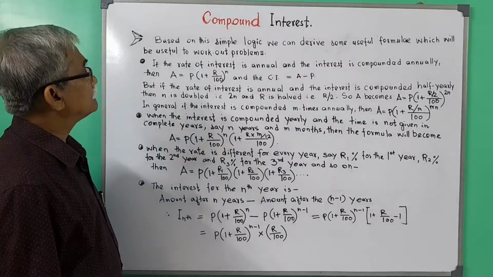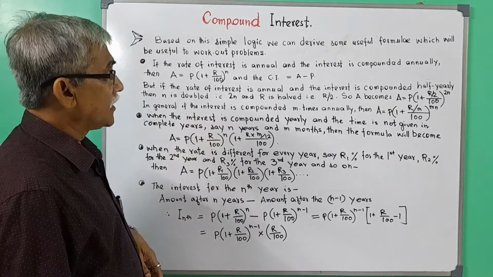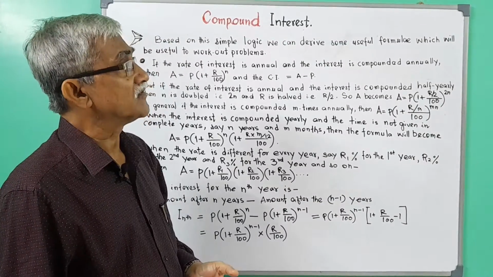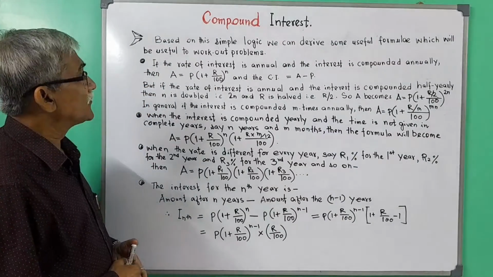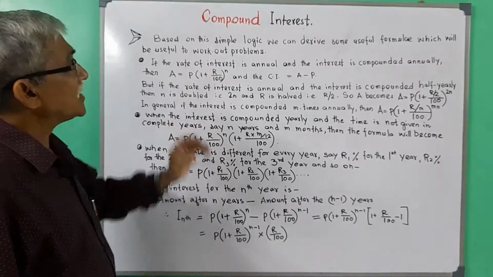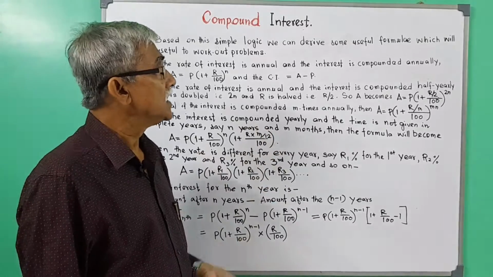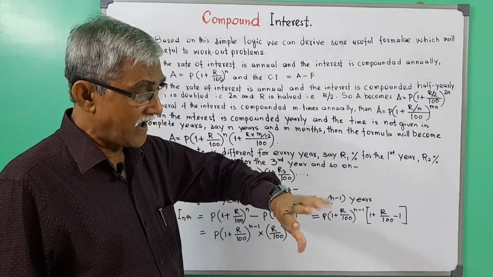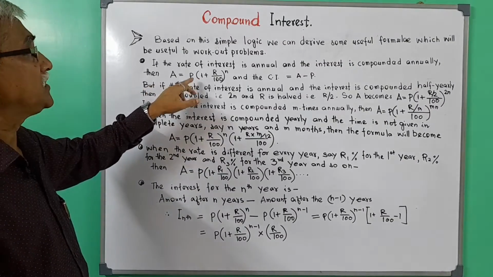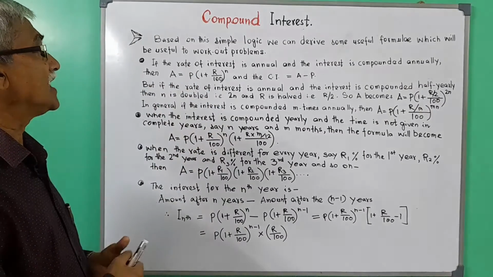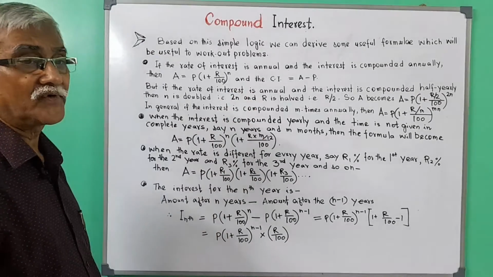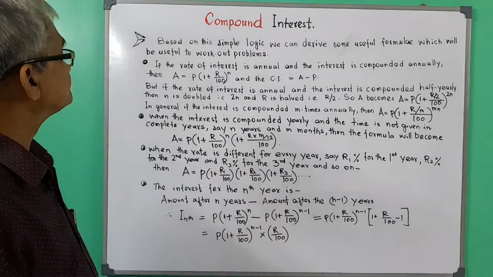Now, based on this simple logic, we can derive some useful formulae which will be useful to work out problems. Now, if the rate of interest is annual and the interest is compounded annually, then the amount A is equal to P whole into 1 plus R by 100 whole to the power n. And the CI, that is the compound interest, will be the amount minus the principal.